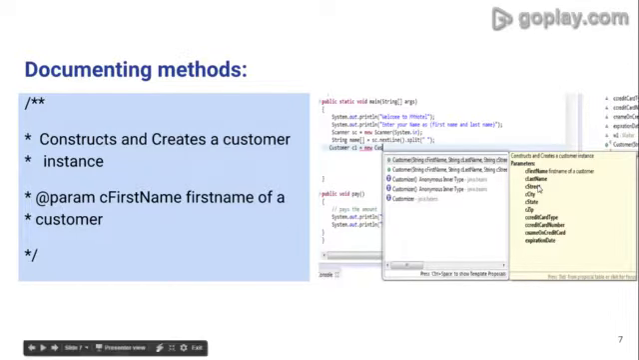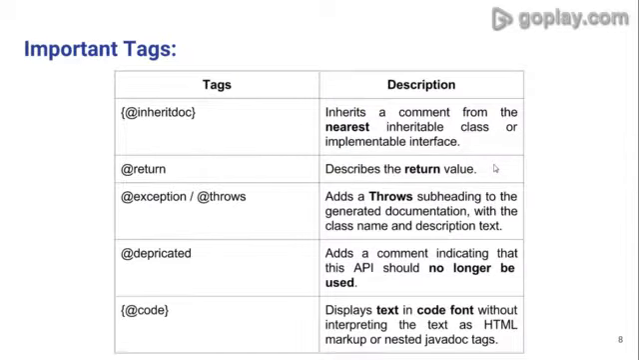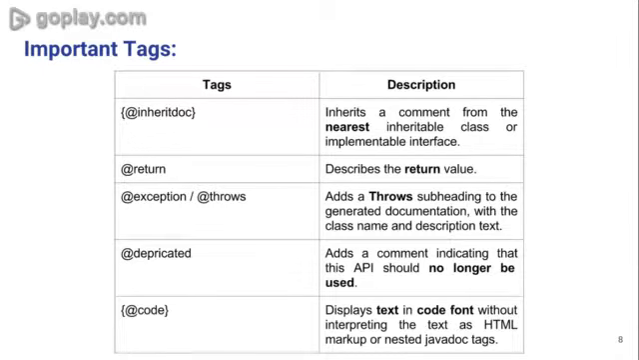Similarly, we can do it for every attribute. As you can see over here, we have string C last name, string C street. So we can define these using the at the rate param. So again, as I said, the main feature here is using the tags. Here we have different tags used for different purposes.